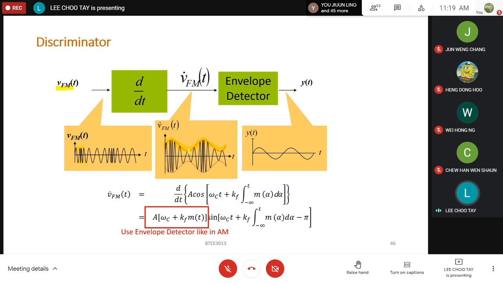All right. So therefore, we can actually make use of an envelope detector that detects this envelope. All right. The envelope basically is our message signal. And of course, we actually pass it through a DC blocker to remove the DC component and recover our baseband message signal here.